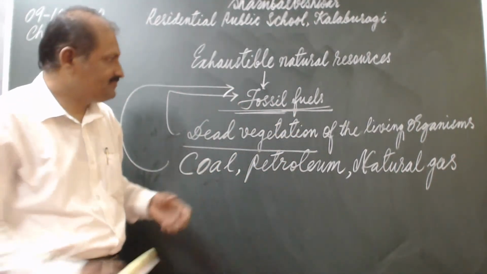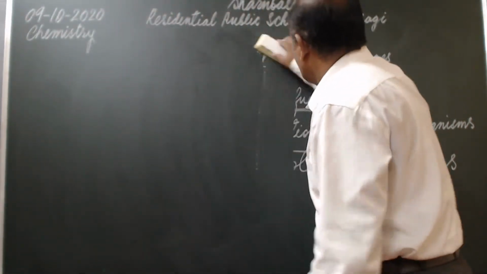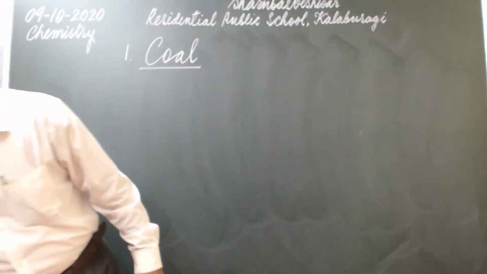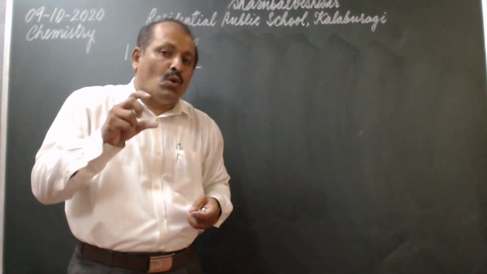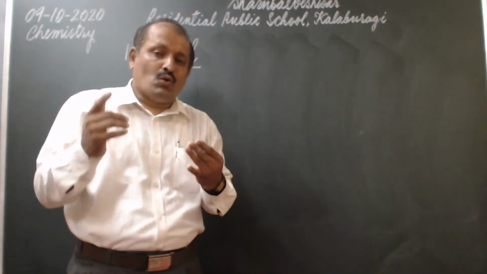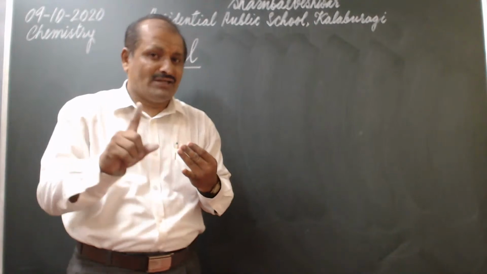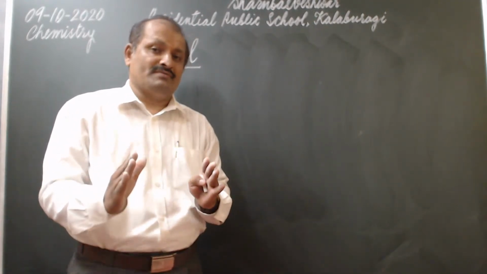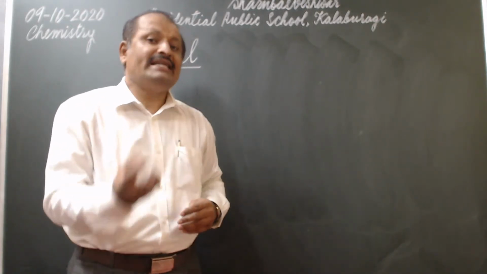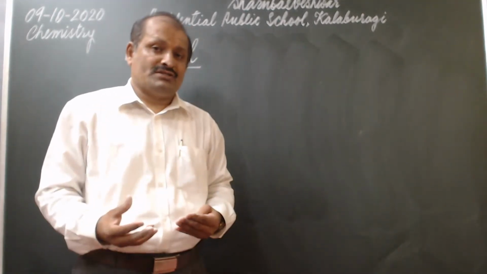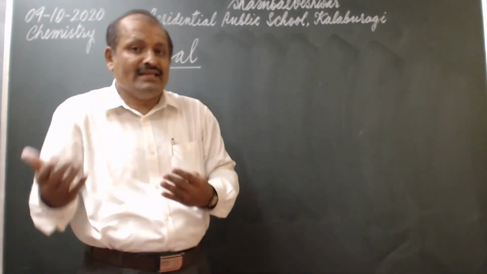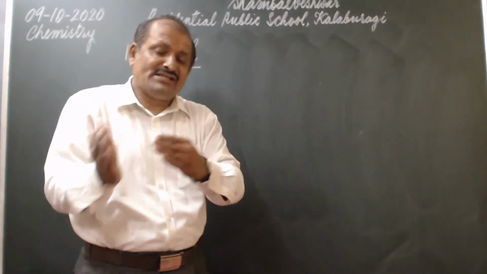Now, we are studying coal. Dear students, so I am just focusing on coal. So, what is coal? Dear students, coal is a fuel, and coal is an exhaustible natural resource formed from the dead vegetation of living organisms, and it is used as a fuel. Coal produces heat energy. Therefore, coal is used to run the steam engines of the railways, and coal is used to produce electricity from the heat energy. That heat energy is transformed into electrical energy.